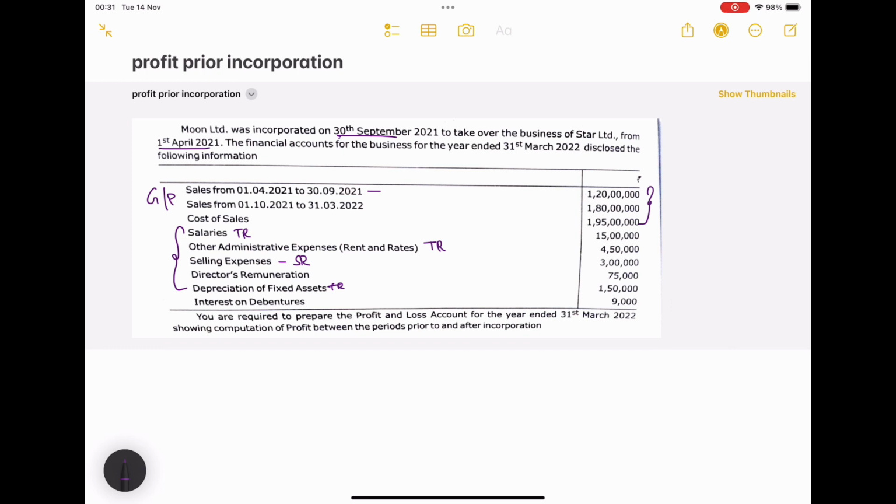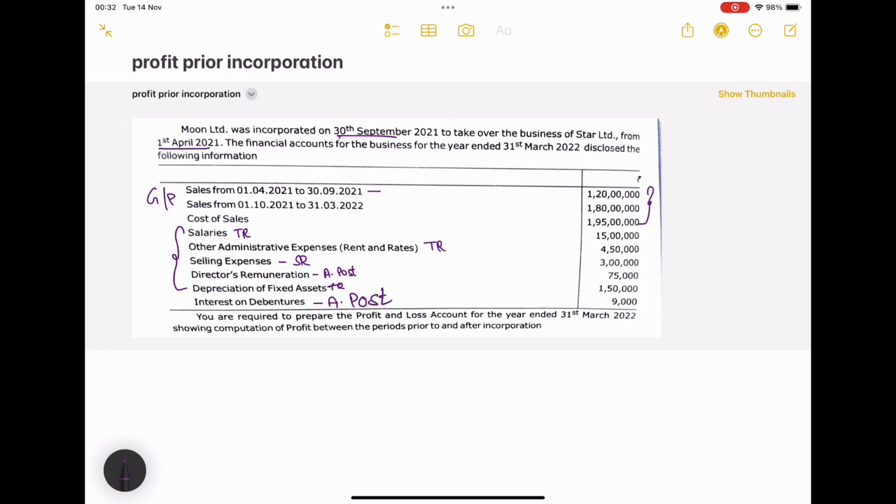I left one thing. Director's remuneration is fully related to the company after incorporation, so it is actual post. I said pre, sorry, it is fully related to post-incorporation. Interest on debentures: yes, debentures are also related to the company's activities. After incorporation only we are going to issue debentures, so interest on debentures is also paid after incorporation, which means actual post.